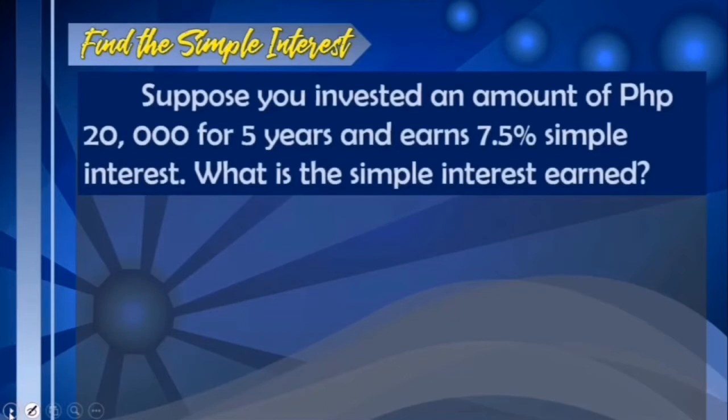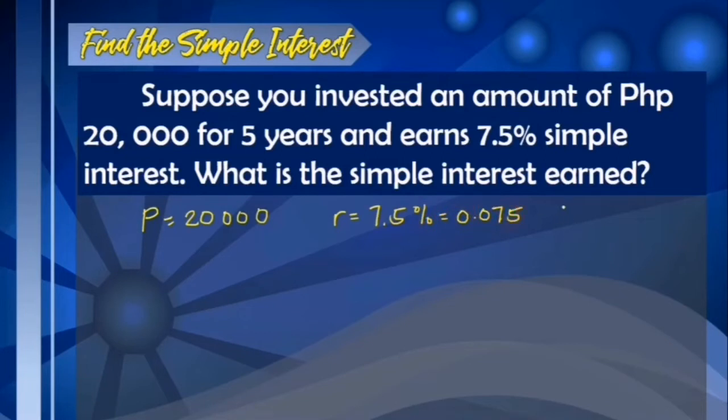Our first example, let us find the simple interest. Suppose you invested an amount of 20,000 for 5 years and earned 7.5% simple interest. What is the simple interest earned? Based on this given problem, we have the principal amount, which is 20,000. We have the rate, which is 7.5%, and in decimal, this is 0.075, and the time, which is 5 years.